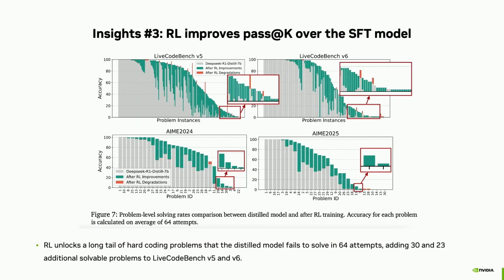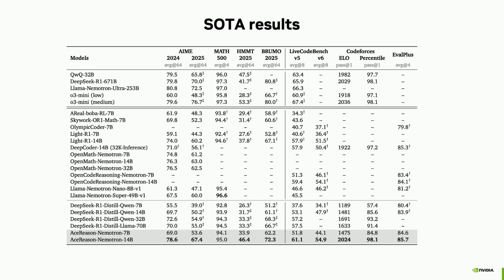Also, if we look at the instances that can be solved using RL compared to the base model, these green bars all show the accuracy improvements of the RL model over the base model. So we can see that RL actually unlocks a long tail of hard coding problems that the base distilled model fails to solve within 64 attempts. And after applying this aggressive filtering and a good RL training recipe, we achieve the best results compared to all open source code RL models.